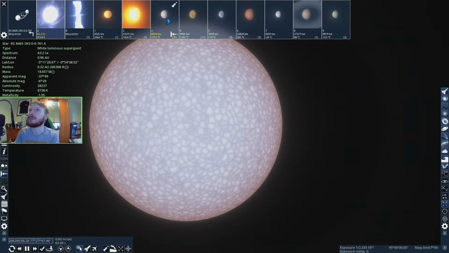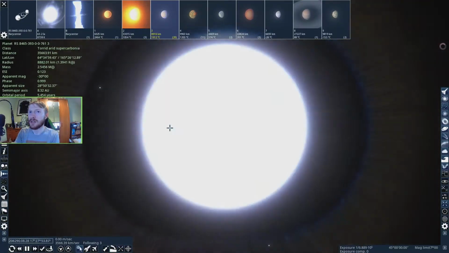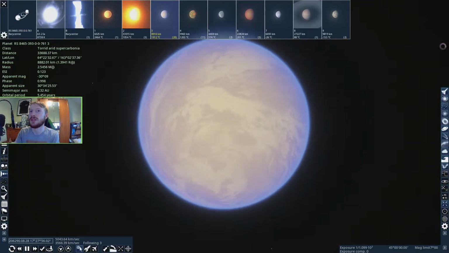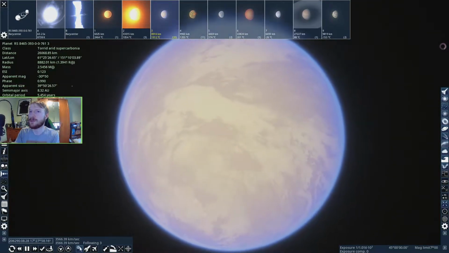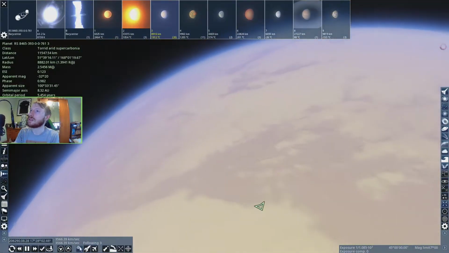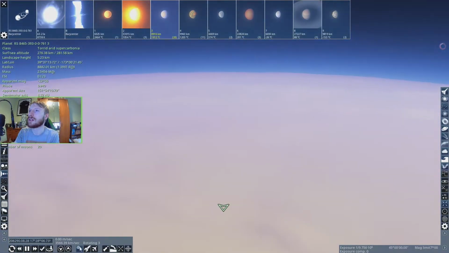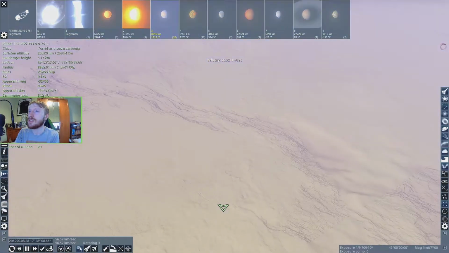So we do have some planets. So under the Torrid Arid Supercarbonia, got some CO2, some C2H2, some C2H4, some CH4, and some H2O in the atmosphere. So I wonder, if Rodrigo's mod is working, then please let me know, because I have no idea if that's actually going to be the case or not.